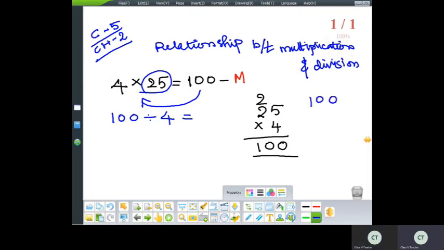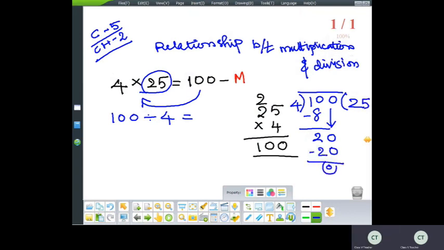100 divided by 4. So 4 2s are 8. 10 minus 8 is 2. Get the 0 down. 20. 4 5s are 20. So 20 minus 20 is 0. So there is no number. Division is completed. So what is the answer we got? 25. So hence it is proved. Yes or no? So this is the relationship of multiplication and division.